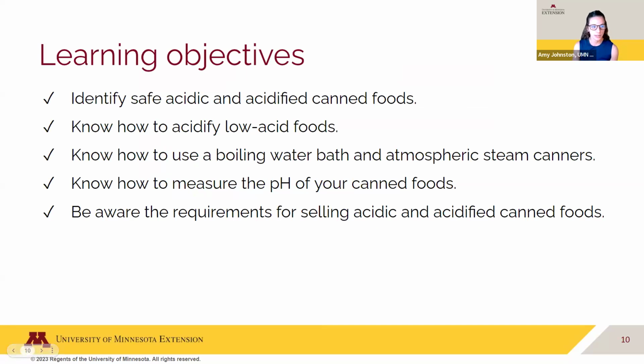So whether you're joining us to benefit your food business or you just want to learn more, I hope you leave this webinar with an increased confidence in your ability to prevent foodborne illness. At the end of the webinar, you will be able to identify safe acidic and acidified canned foods, know how to acidify low acid foods, know how to use a boiling water bath and an atmospheric steam canner, know how to measure the pH of your foods, and then be aware of the requirements for selling acidic and acidified canned foods.